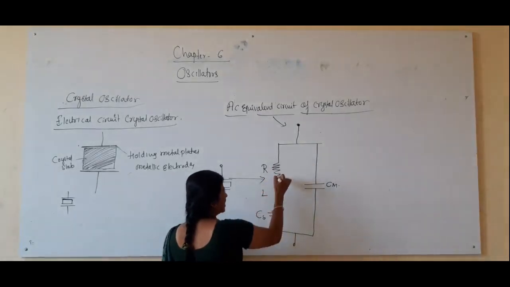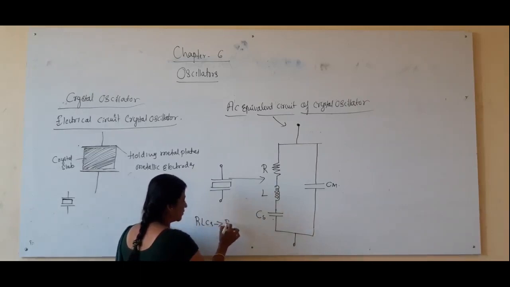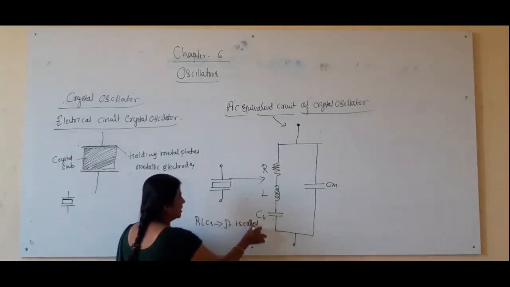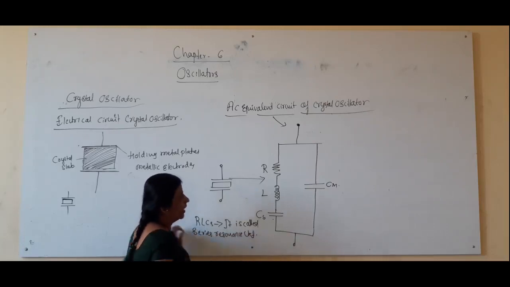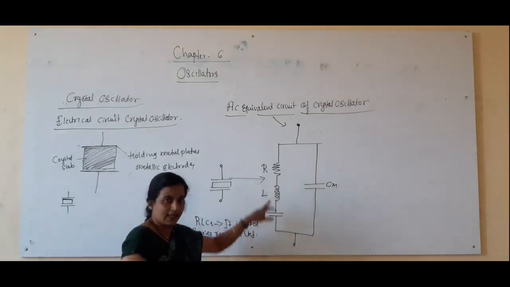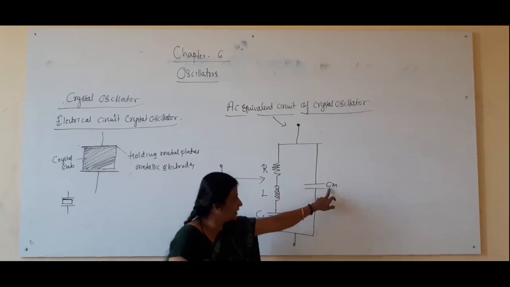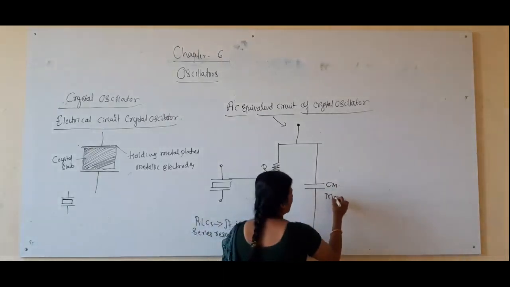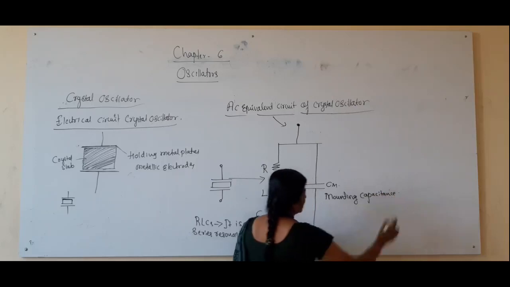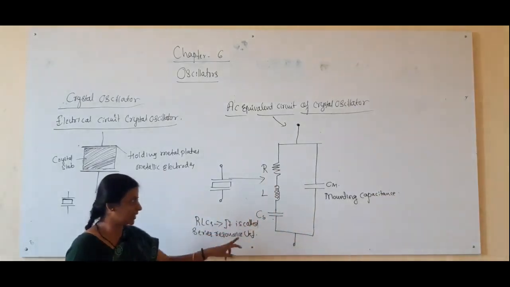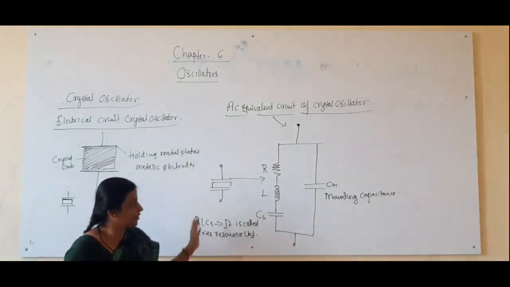This is called a series resonance circuit, RLCS. R, L, and CS are connected in series, and this combination is connected in parallel with CM. This CM is nothing but the mounting capacitance of the crystal circuit, and R, L, and CS are the series combination of the resonant circuit. So this is the electrical equivalent circuit.